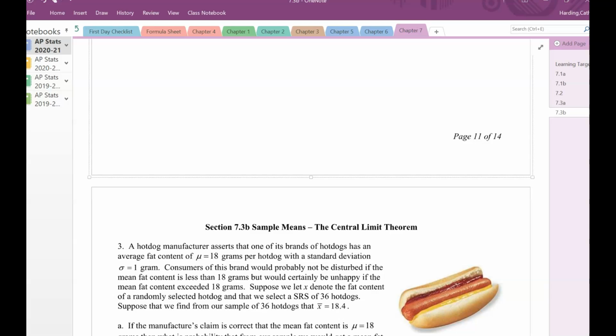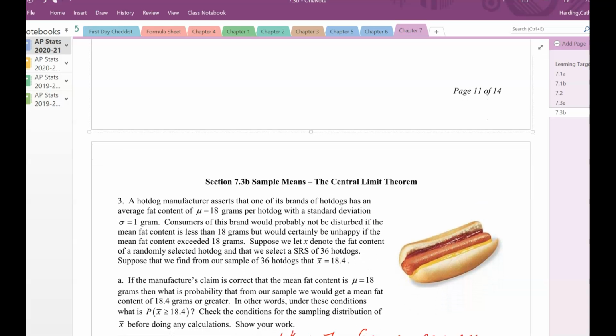exceeded 18 grams. Suppose we let X denote the fat content of a randomly selected hot dog and that we select an SRS of 36 hot dogs. Suppose that we find from our sample of 36 hot dogs that X bar, that's the mean, is 18.4. So we took a sample of size 36 and found the mean of that sample to be 18.4 grams.